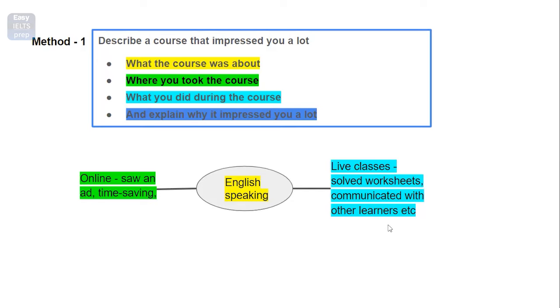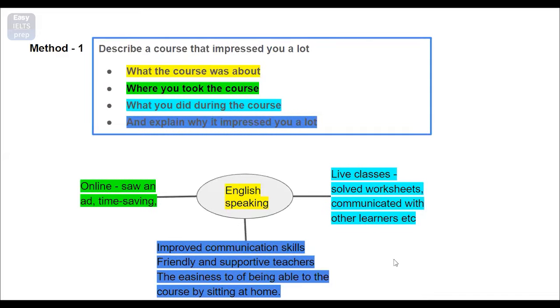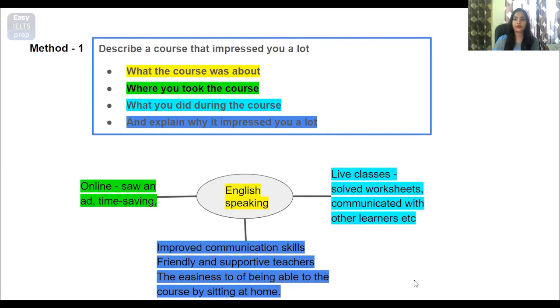And lastly, the last cue is asking, explain why it impressed you a lot. Here again, you can mention 2 or 3 points. The 3 points that I've mentioned: it improved my communication skills, this is why I was impressed by it, friendly and supportive teachers, and lastly, it was quite easy since it was online and I was doing it from the comfort of my home. So by covering all of these 4 cues, you can make a very coherent story and you will be able to speak for 2 minutes. And this is all you need to do in the first method to make a cue card.